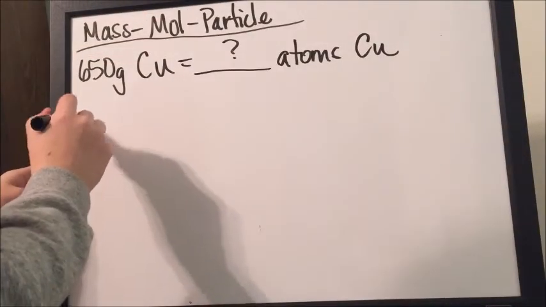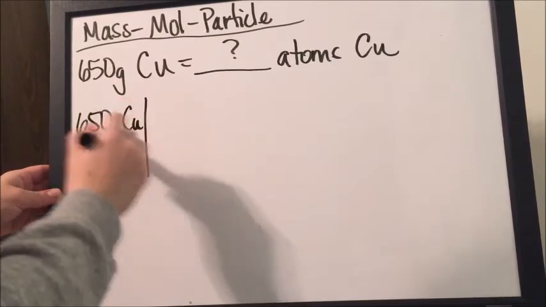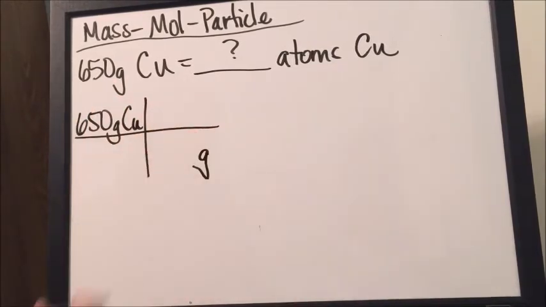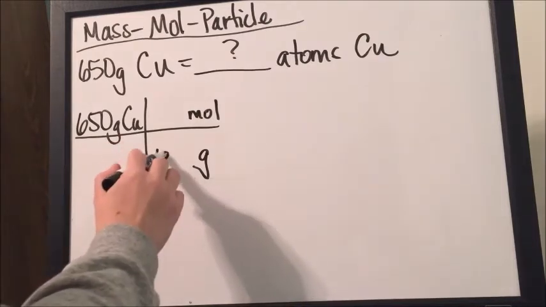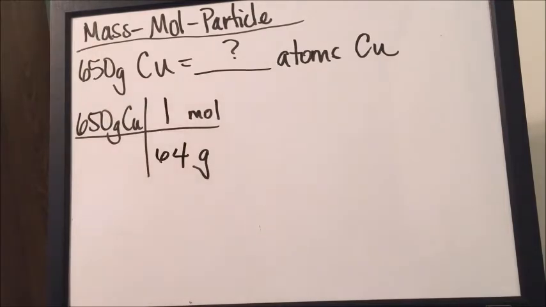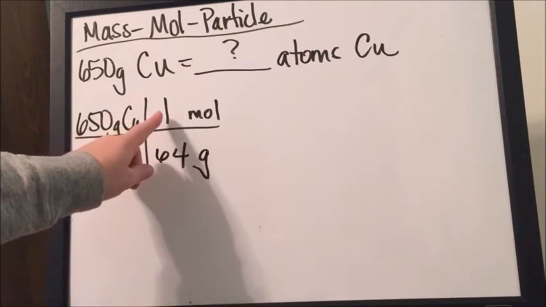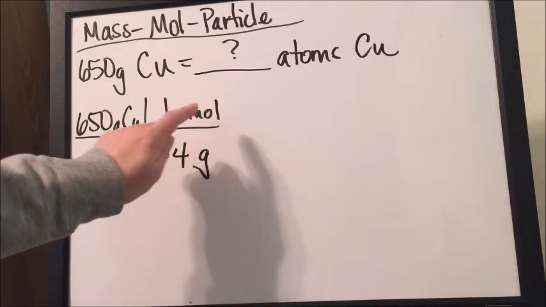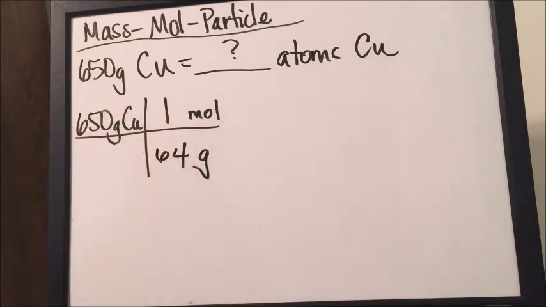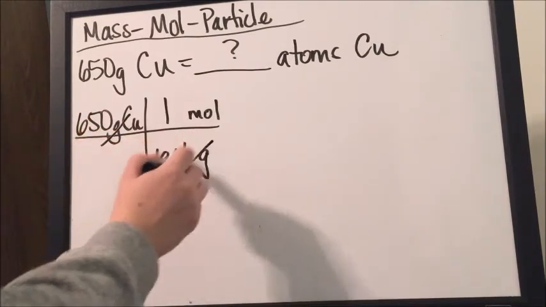So, 650 grams of copper. I want grams to go away, and I want moles to be my answer. So I go to my periodic table, I look up copper's molar mass, and I don't have to add anything because this is just a single entity, and I see that its mass is 64 grams per 1 mole. If you haven't caught on yet, there's a trick to remembering this: the number that goes with mole is always 1. If you remember it like that, you'll never get these backwards. My grams will cancel and I'm left with moles.